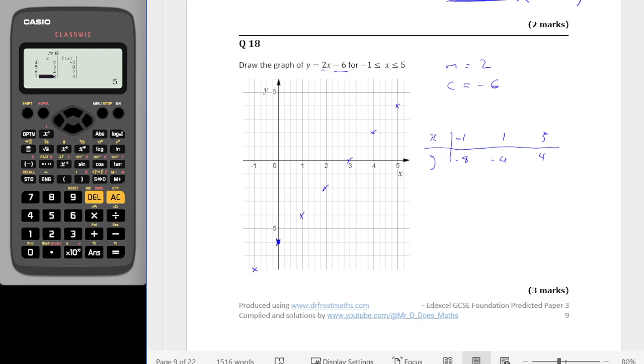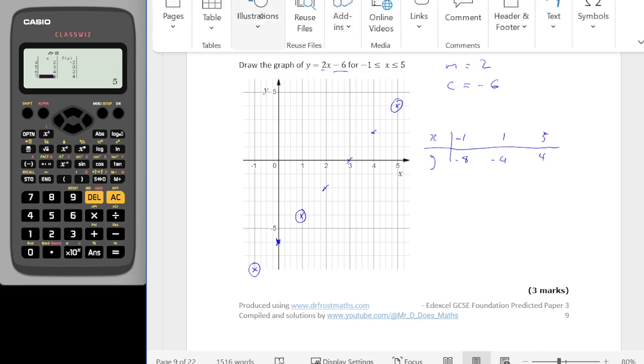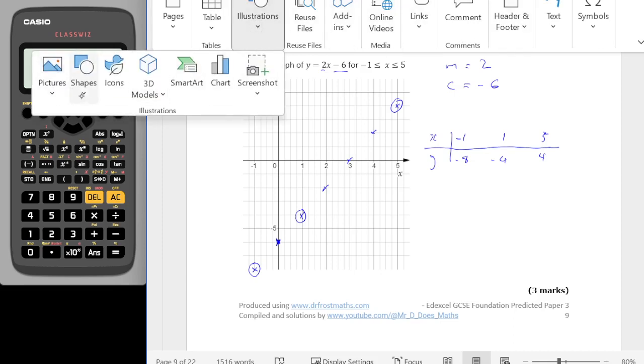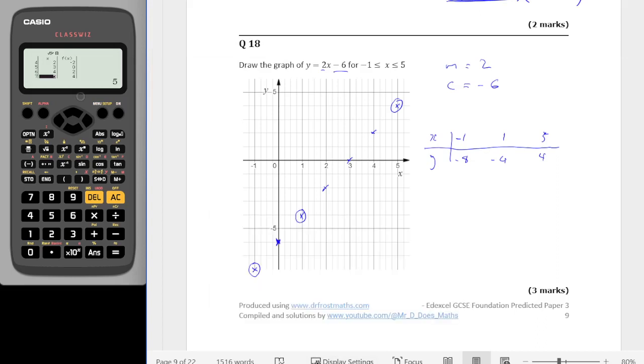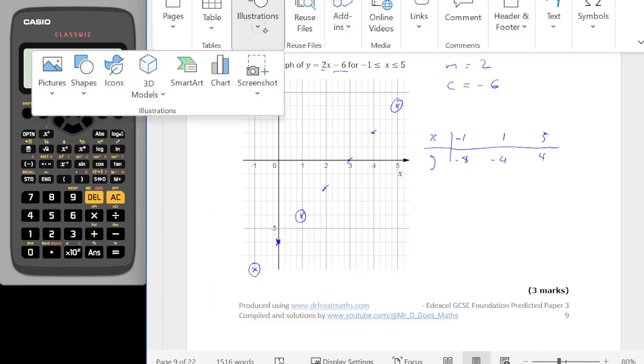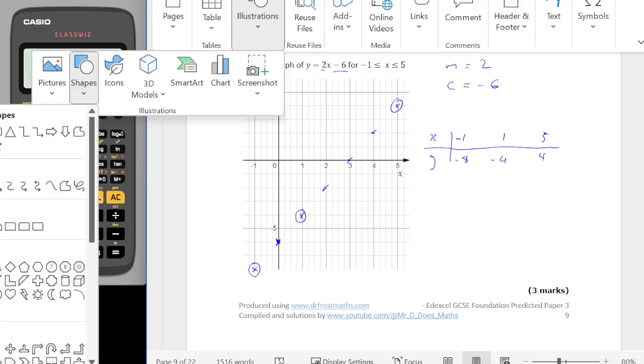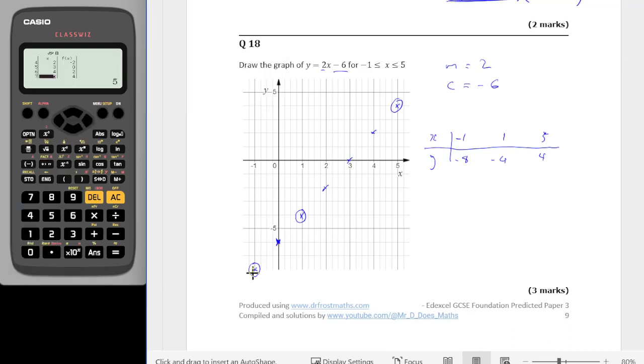And then we can see that these points actually line up. So we've got minus 1 and minus 8, that's the one that we particularly looked at from our table. 1 and minus 4. And 5 and 4. Final step is to join them up with a straight line. And there we go, that covers the whole range.